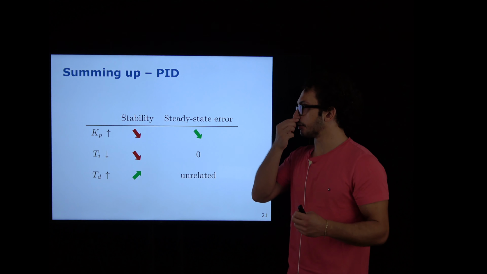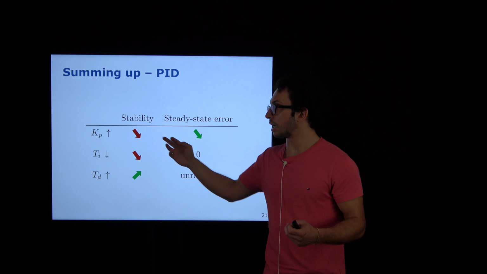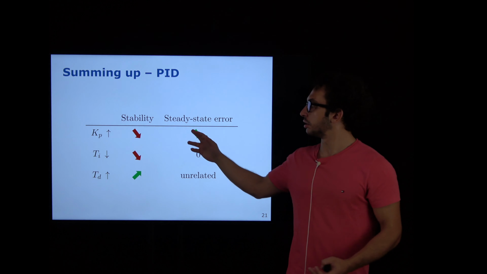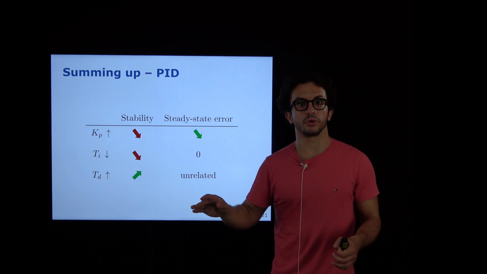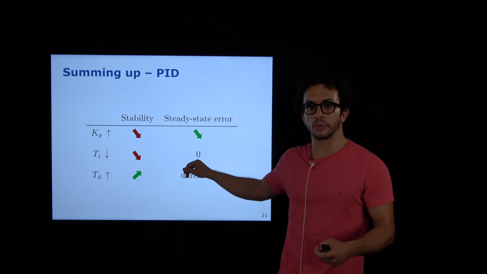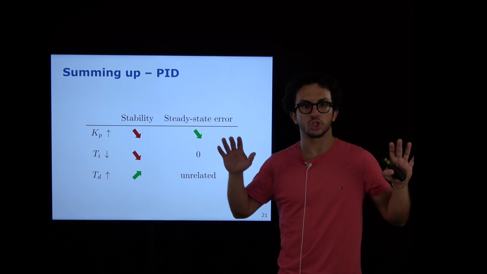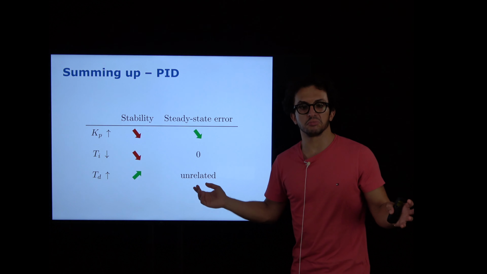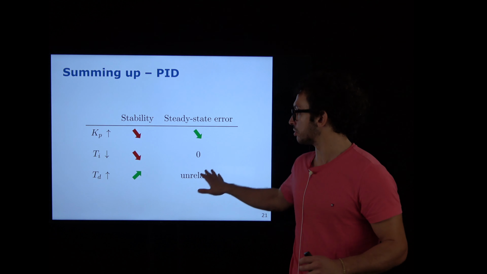Then we have steady state error. Steady state error is reduced by high gains in the proportional term. So the higher we go, the lower the steady state error is, but it doesn't go to zero. With the integral gain, however, it actually goes to zero. It's asymptotically zero, there's no steady state error. For the derivative term, I didn't say anything about steady state error. It's basically unrelated. There's nothing happening here.